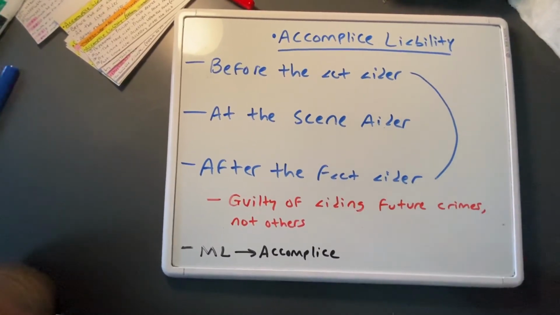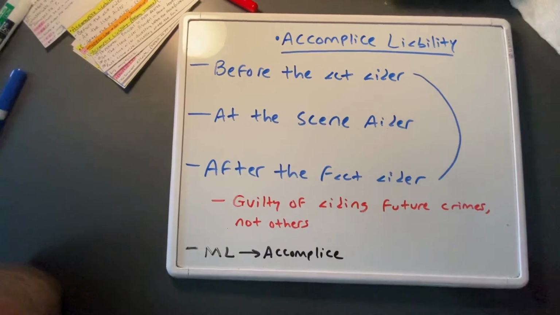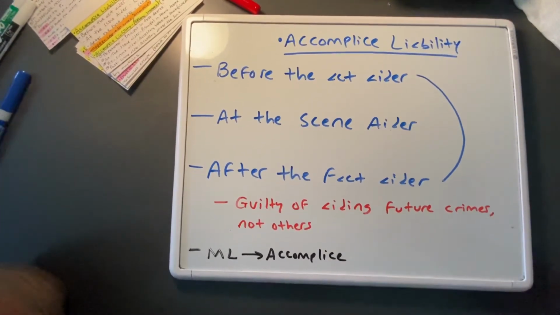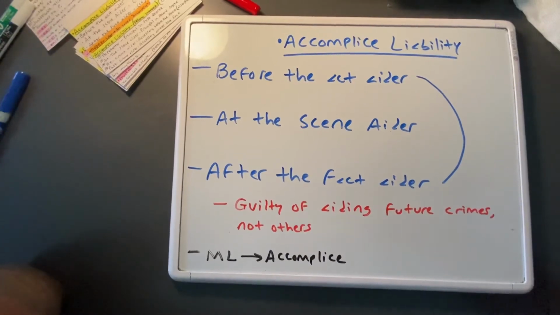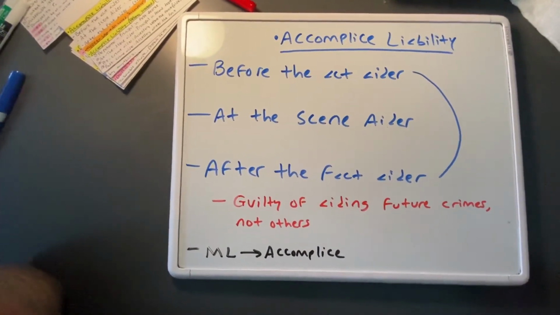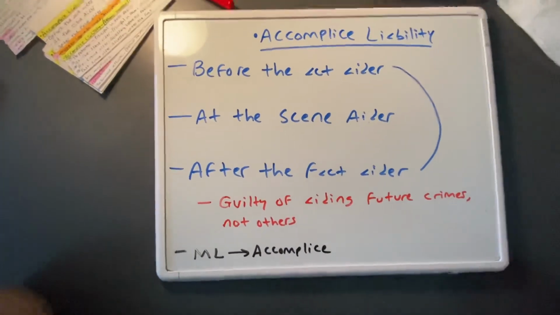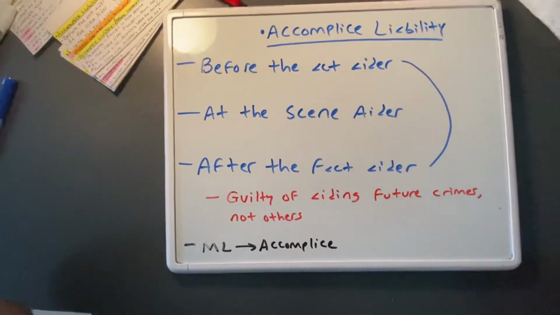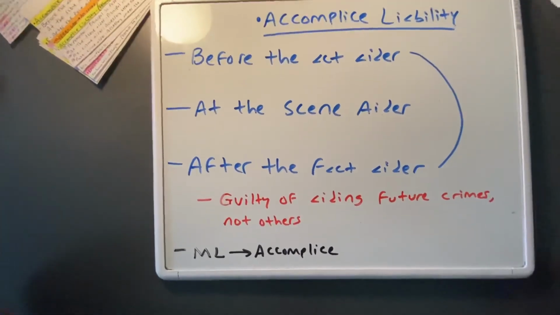Therefore, they are at the scene aiders because they were at the scene of the crime when it happened, and they aided Mr. Chauvin in order to end Mr. Floyd's life. That is why they'll be classified as at the scene aiders, because they were at the scene of the crime when it happened, and they aided that officer in order to end Mr. Floyd's life.